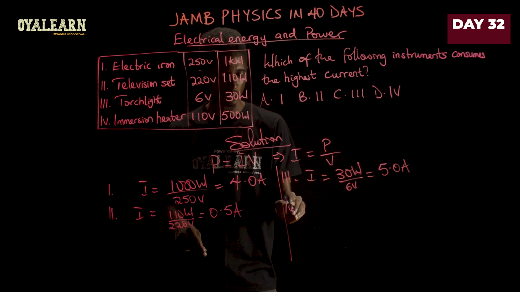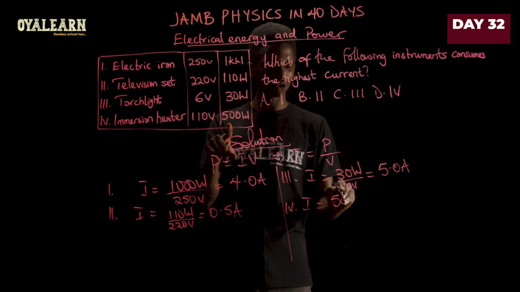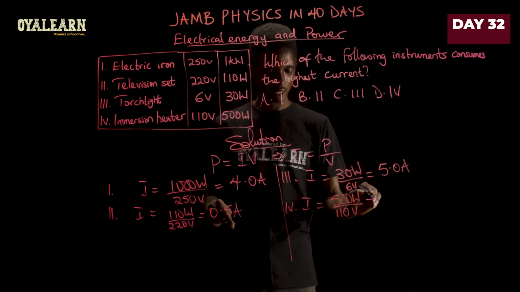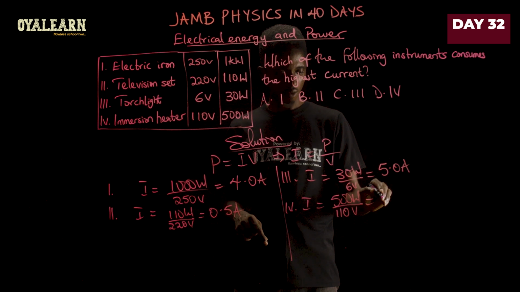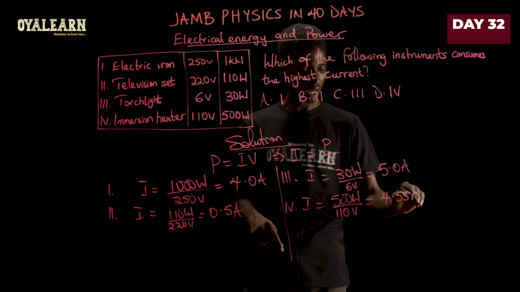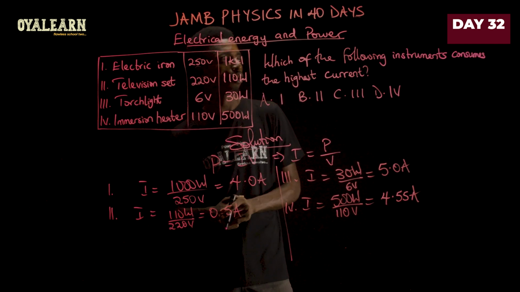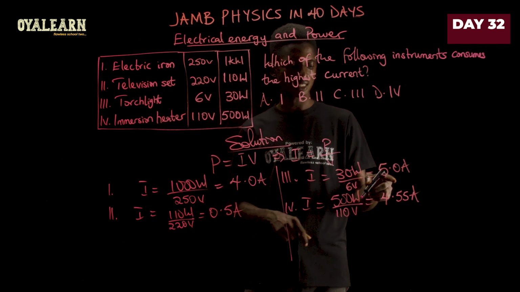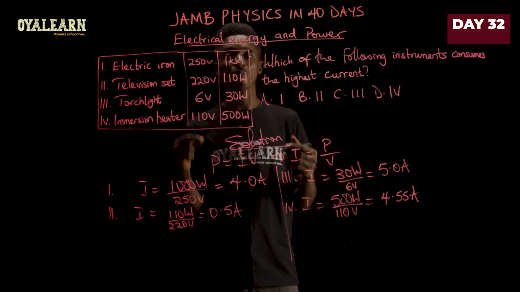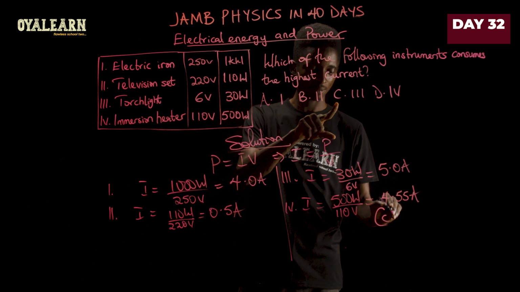And then finally, equipment 4. The current equals the power, which is 500 watts divided by 110 volts. Now this would give us 4.55 and so on amperes. So now we see the amount of current that each of them consumes. Now the one that is highest, of course, is the 5.0 amperes, which is equipment number 3. That is, the torchlight consumes the most current. So our final answer is 3, which is option C.